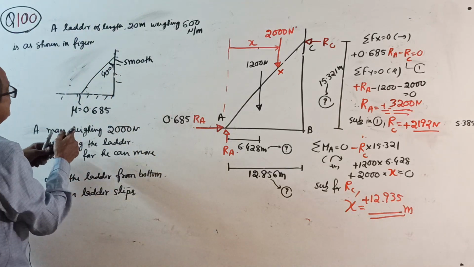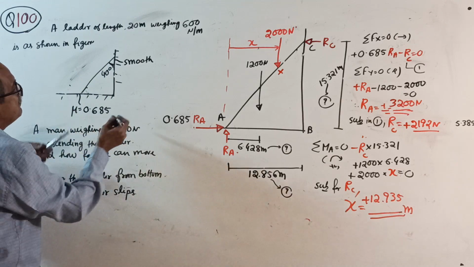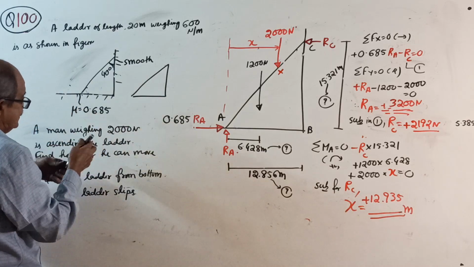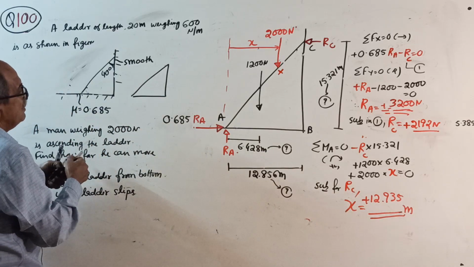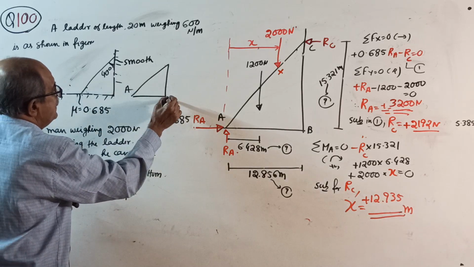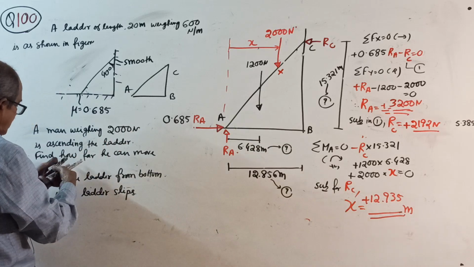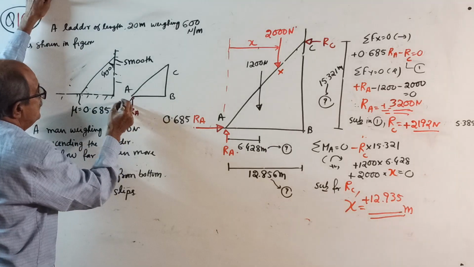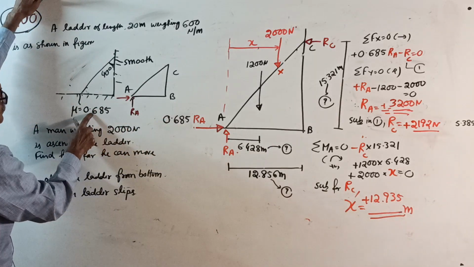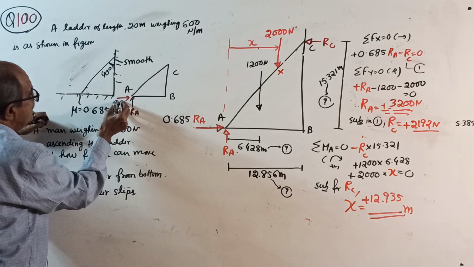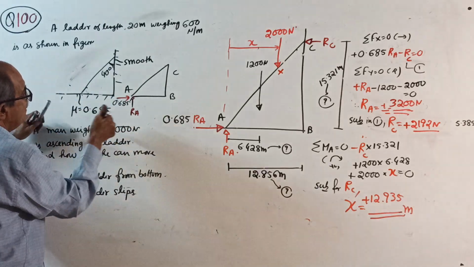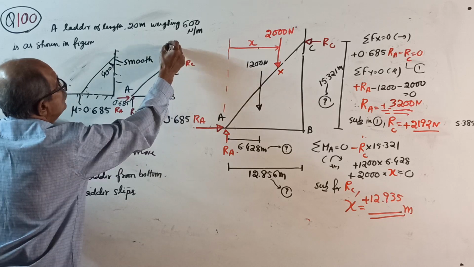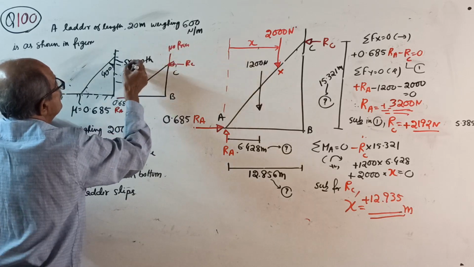Do the preliminary part. First of all, I should not explain the preliminary part for you. This point I will call A, this point B, this is C. Then the usual preliminary part. RA, friction this way, the coefficient is 0.685, so 0.685 RA, and here RC, that's all, no friction. Why no friction? Smooth.